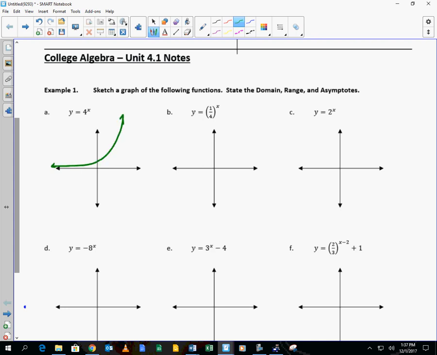Start down and finish up. Why? Okay, it is positive, Jackson, but also because 4 is greater than 1. Okay? So I have a domain of all real numbers. I have a range from 0 to infinity. What is my horizontal asymptote?